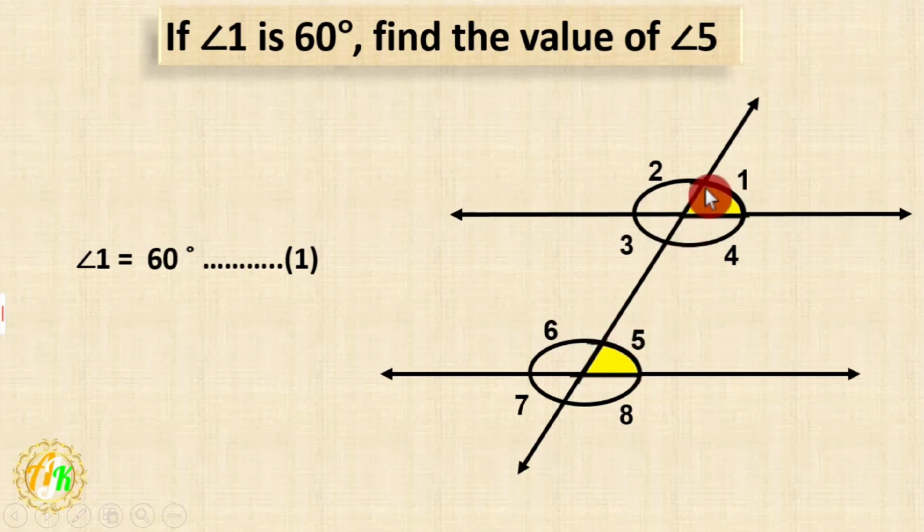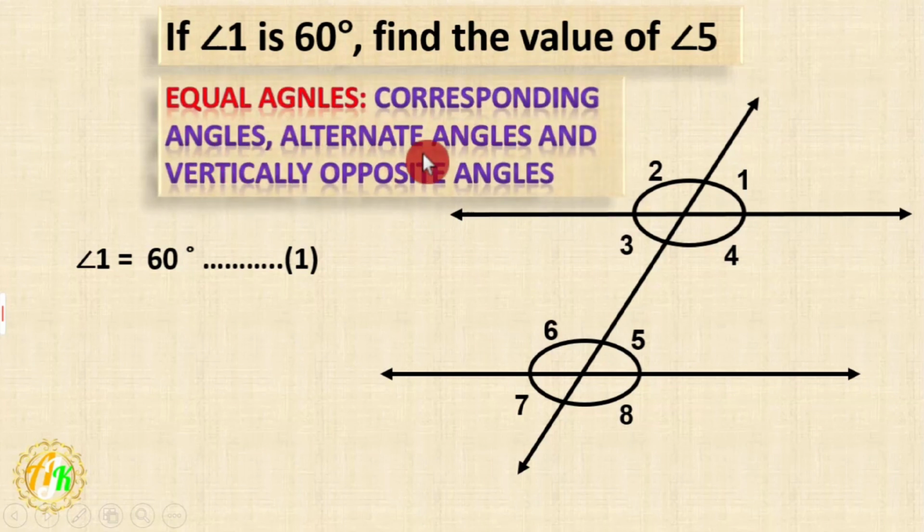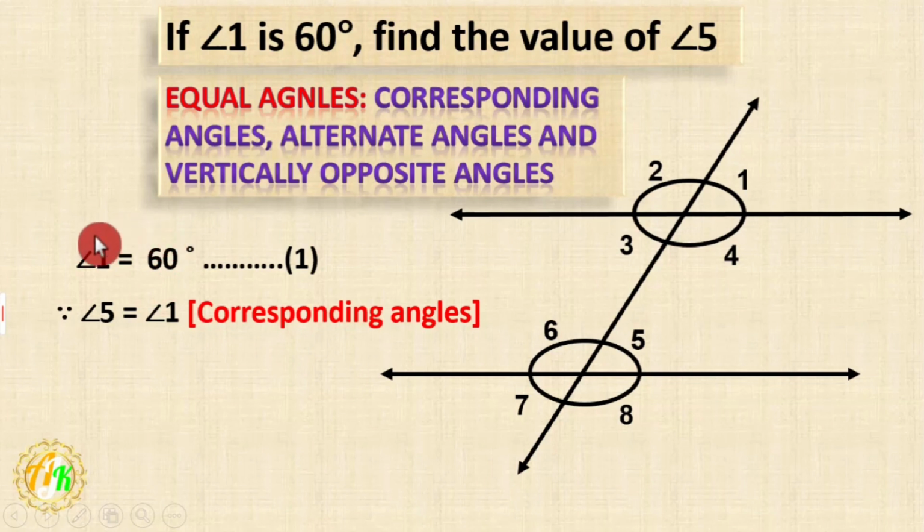they lie on the same side of the transversal line and same sides of the parallel lines. They are corresponding angles. Equal angles: corresponding angles, alternate angles and vertically opposite angles are equal angles. So angle 5 is equal to angle 1. They are corresponding angles. Now write down angle 5 on the left hand side of the equation and it is equal to angle 1 as they are corresponding angles. So angle 5 is equal to angle 1.